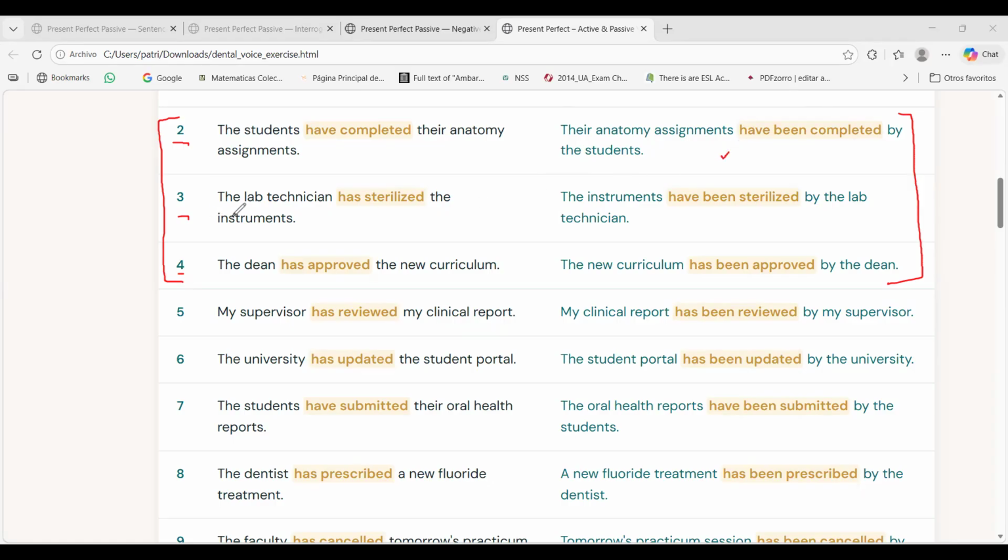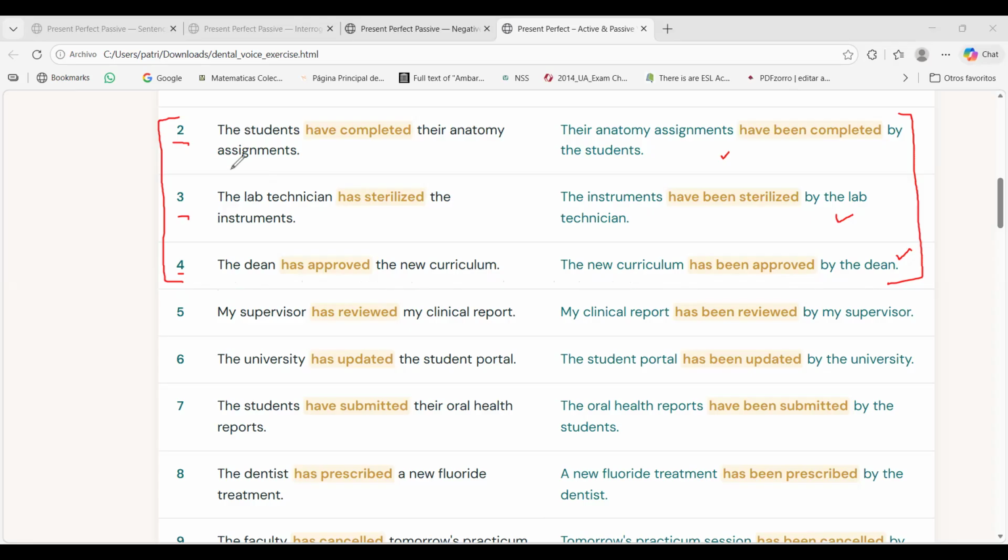3. The lab technician has sterilized the instruments. The instruments have been sterilized by the lab technician. 4. The dean has approved their new curriculum. The new curriculum has been approved by the dean. Yes, by the dean.